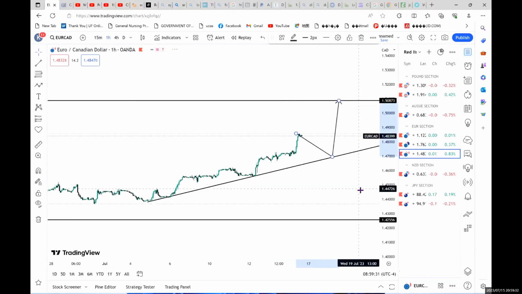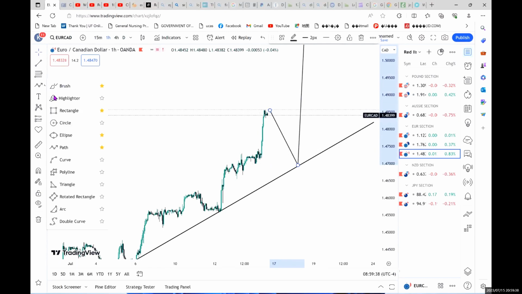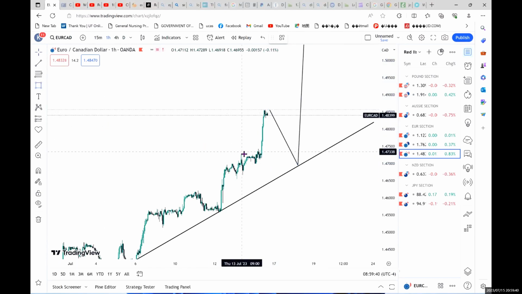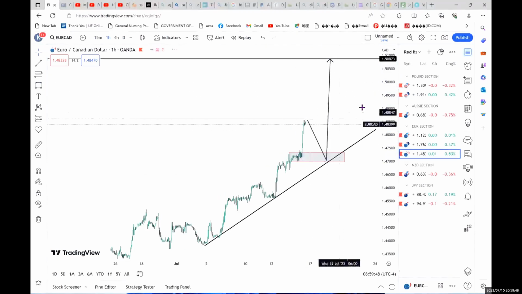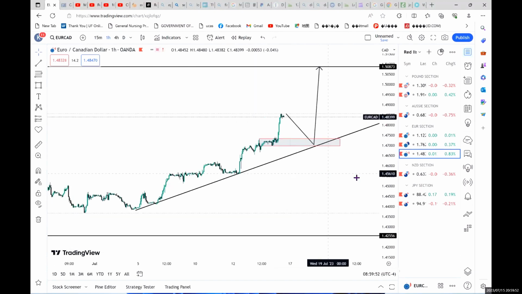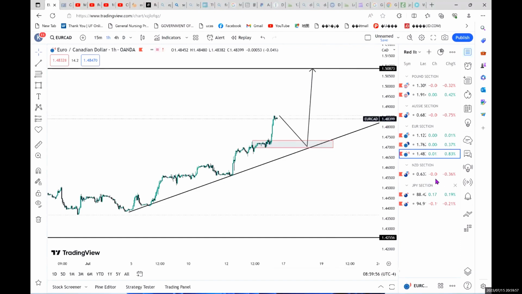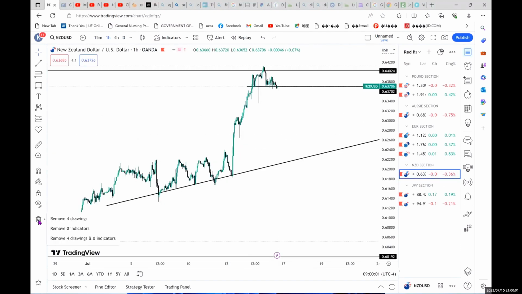Let's check out the H1 time frame. So these levels here, I would really like to see price come back to these levels right here, and then continue back up. So this is what I'm looking for on EuroCAD. Let's check out another pair. NZD/USD. Let's clear this off.